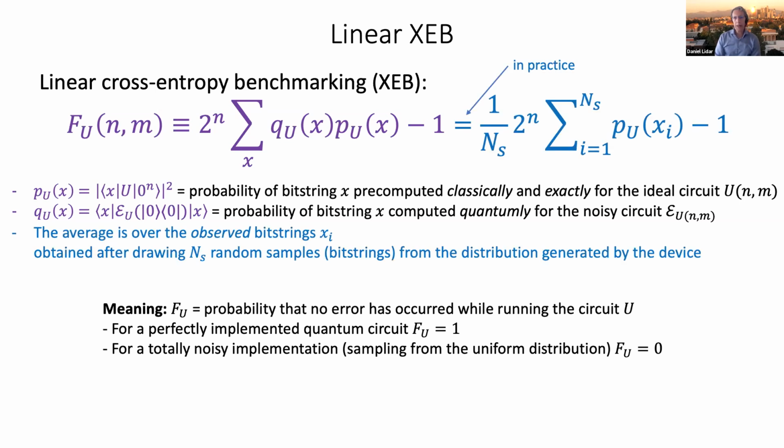Now, in reality, you don't have access to the exact distribution Q sub U. So what was done was to run the circuit many times, N sub s times, the number of samples. And every time you run the circuit, you get some bit string, x sub i, which you then plug into the pre-computed classical probability, and you evaluate this expression. So this is the quantity that was actually computed.